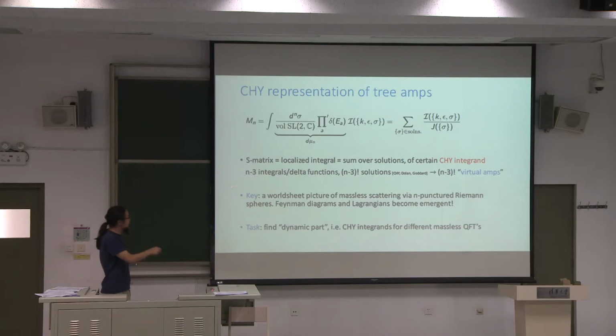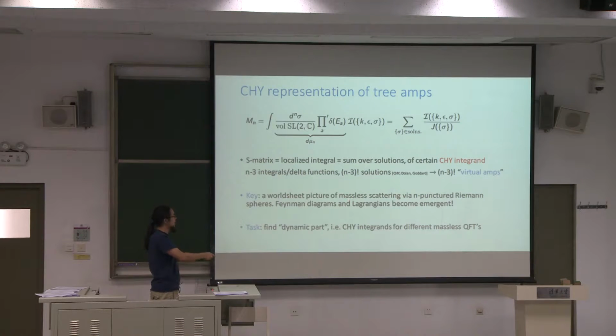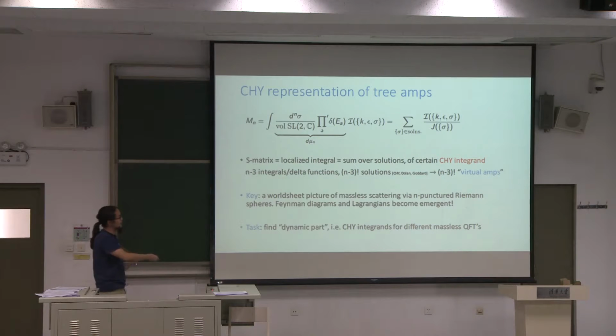So this provides a very different picture from the usual space-time local interaction picture of scattering. It basically says we can view any massless particle scattering through a worldsheet picture, where particles come in from infinity and hit this Riemann sphere at some punctures, and we evaluate some string correlator on that Riemann sphere and calculate the amplitude from there. Okay, all the Feynman diagrams, Lagrangians, and so on are emergent from here.